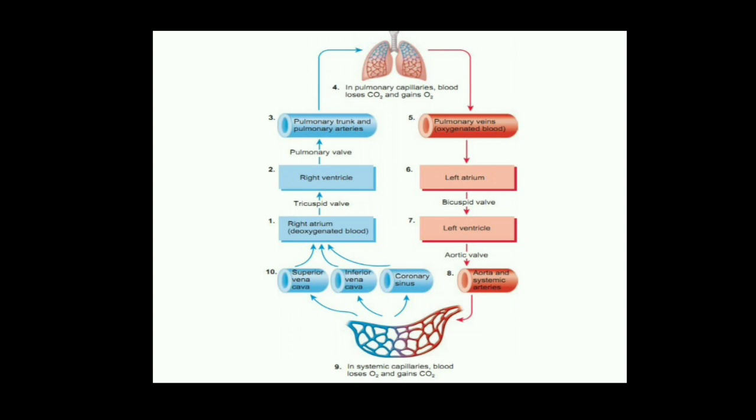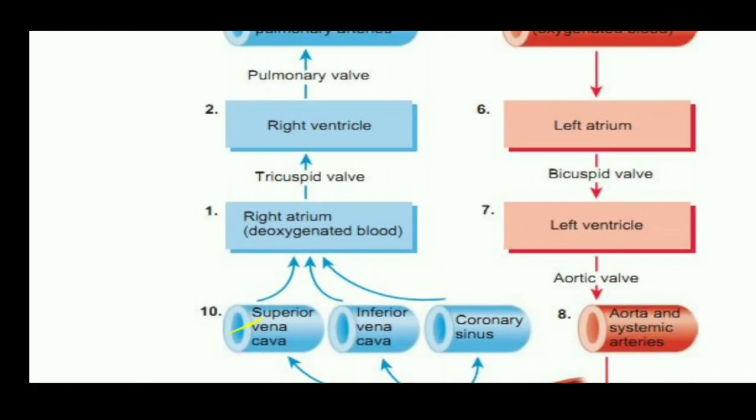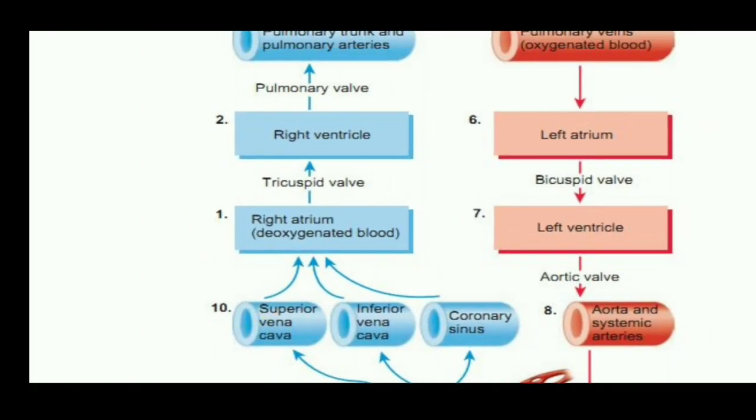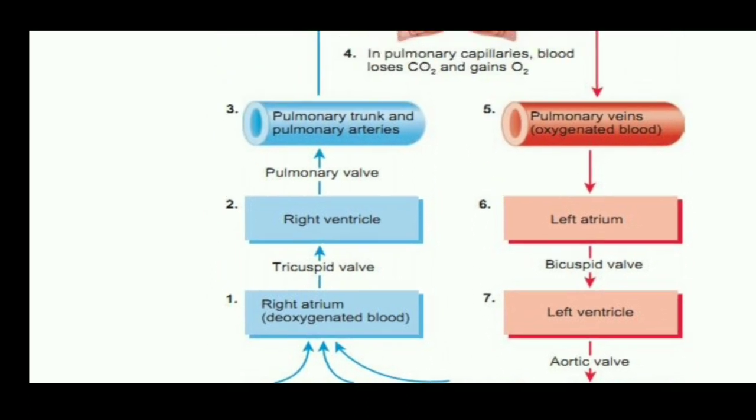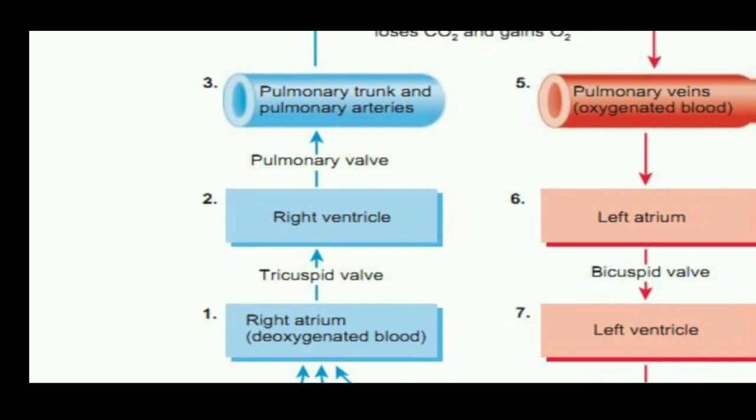The arteries will supply the oxygenated blood to the body. Then, the vena cava will bring the deoxygenated blood back to the heart and the cycle will repeat itself. Let us quickly revise. See the picture in front of you. The first step, deoxygenated blood in the right atrium brought by the vena cava. Then, crossing the tricuspid valve, the blood enters into the right ventricle.